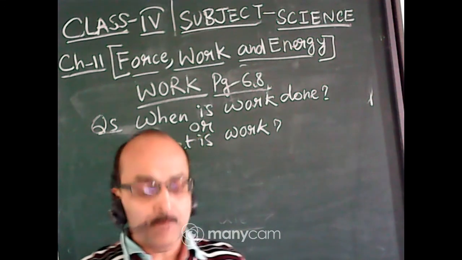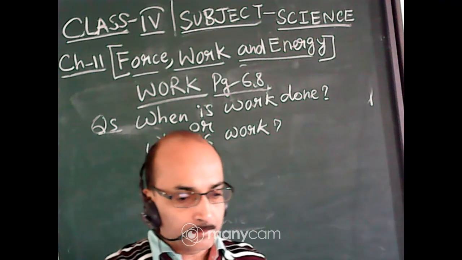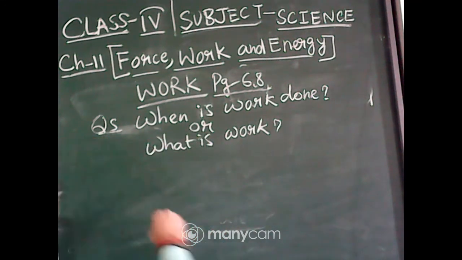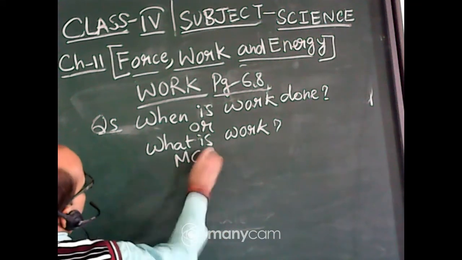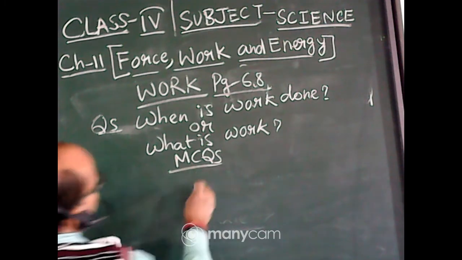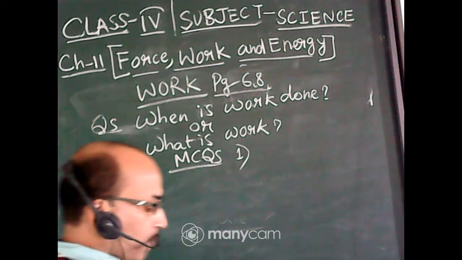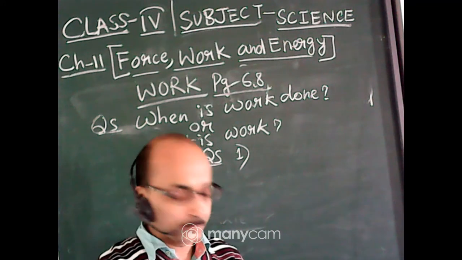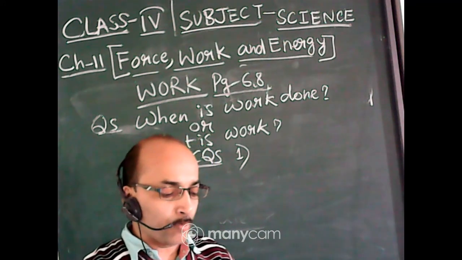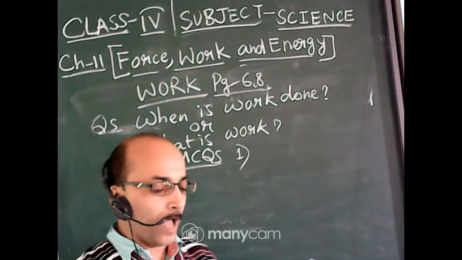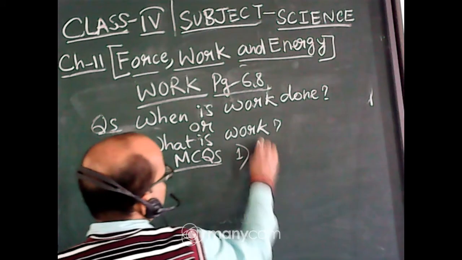Now there is one MCQ there. We will solve that one. Same page, page number 68. Number 1. Tick the correct option. Which is an example of wedge? A pair of scissors, screw, axe. It is axe.